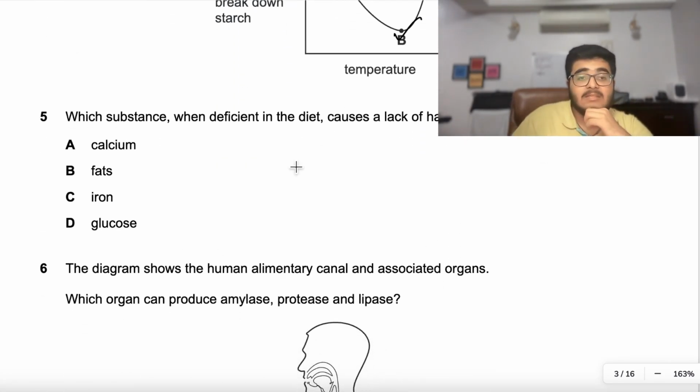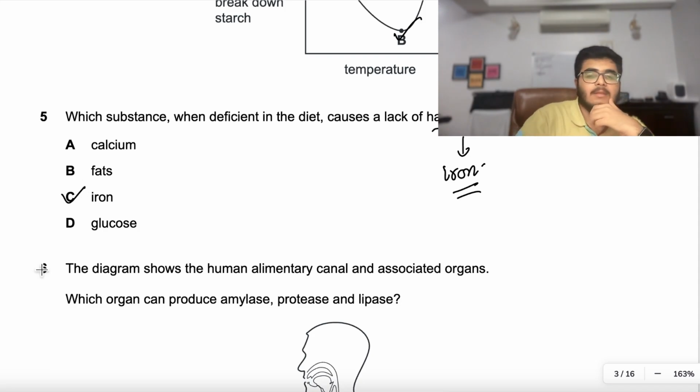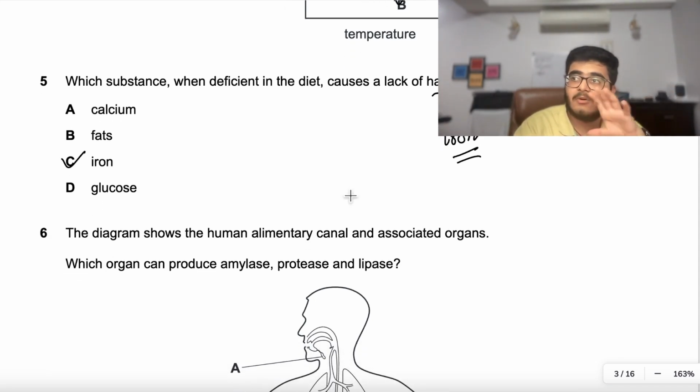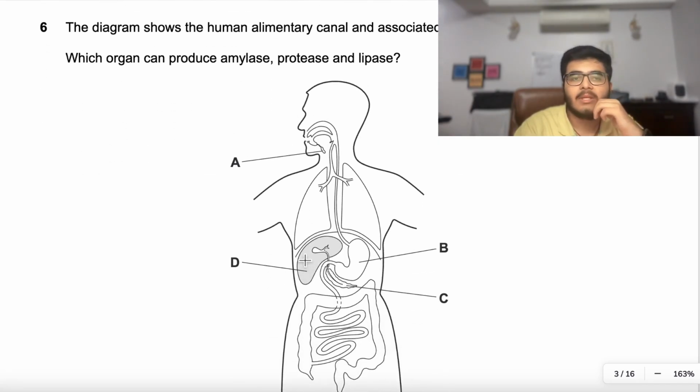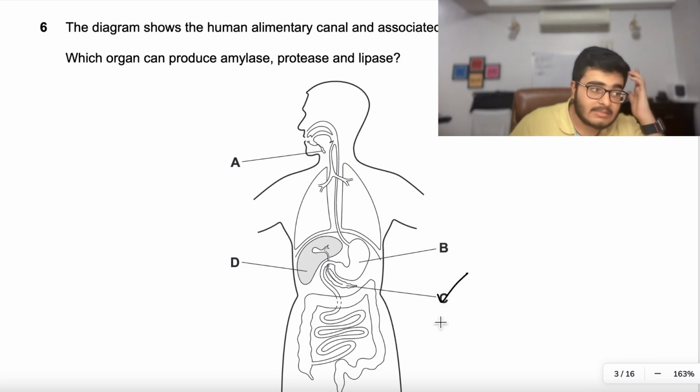Now question number 5 says, which substance when deficient in a diet causes the lack of hemoglobin? Always remember, hemoglobin is related to iron, right? There's a whole table you need to learn for scurvy and other diseases also, but for hemoglobin it is iron. Okay. Next question says, which organ can produce amylase, protease and lipase? Please remember, whenever all three of them are given to you, there is only one organ which does that, which is pancreas. So the correct answer will be C part, pancreas.